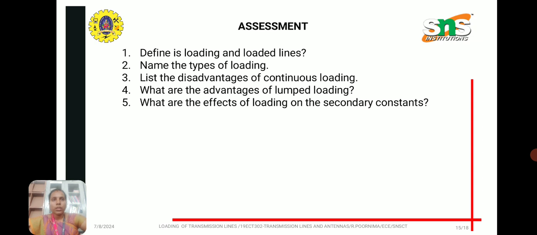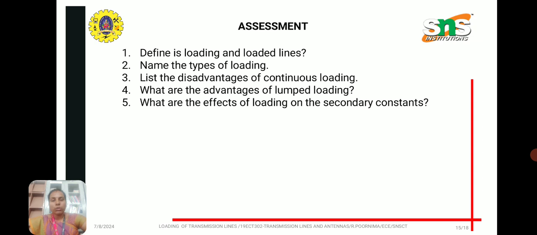Define loading. Loading of a transmission line is used to achieve the distortionless condition. It is used to minimize the distortion present in the transmission line. For the loading purpose, we introduce some artificial inductance in series with the line. In the second question, the types of loading: we have discussed three types, continuous loading, lumped loading, and patch loading.